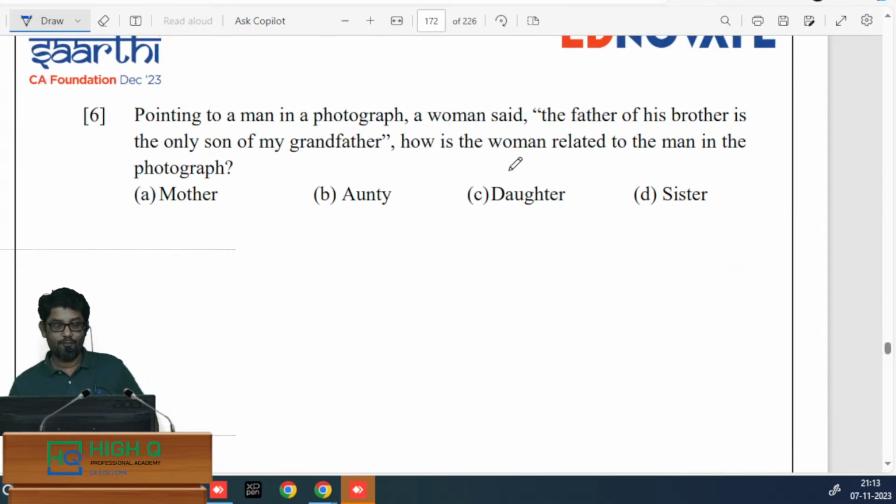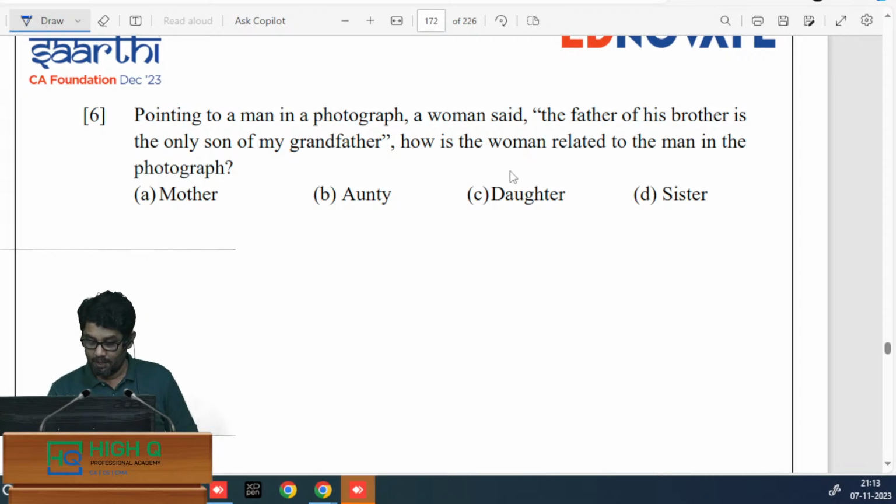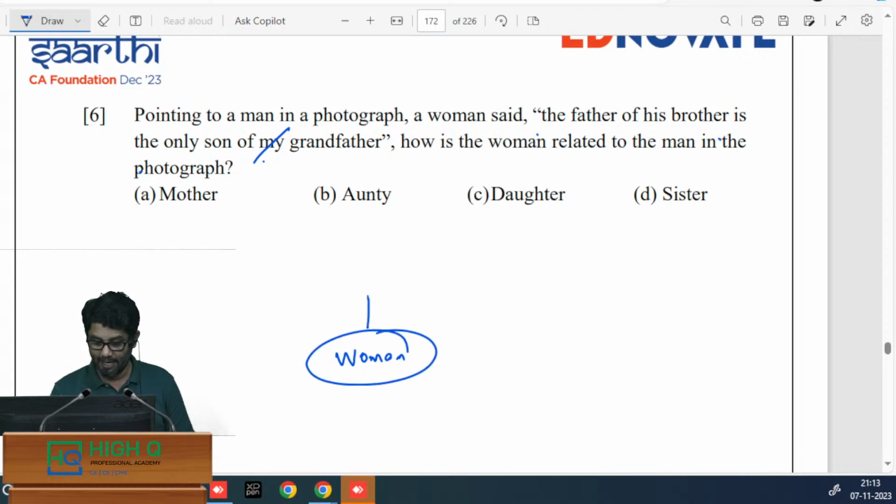Pointing to a man in a photograph, a woman said, the father of his brother is the only son of my grandfather. Listen here, my. That means woman. My stands for what? Women. Women has got a grandfather. So women has got mother or father. And that grandfather has got only son. The father of his brother is the only son.